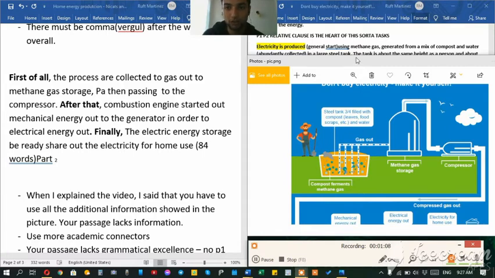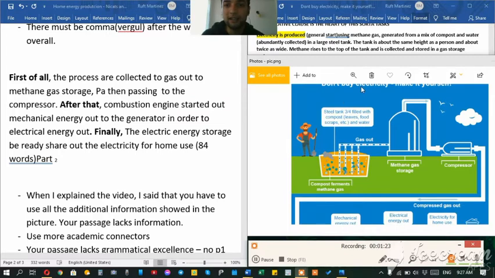Using methane gas. Electricity is produced using methane gas, generated from a mix of compass and water in a large still tank. So I have all the information right now. Electricity is produced is my general answer, using methane gas generated from a mix of compass. This is the paraphrasing of this one. In a large still tank.